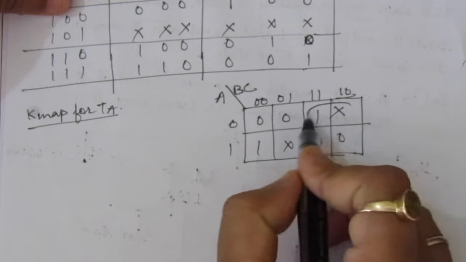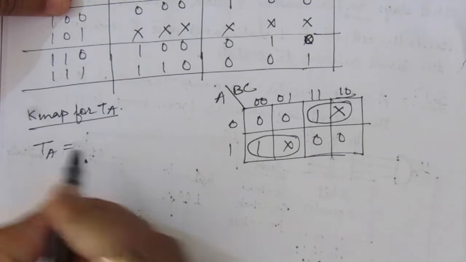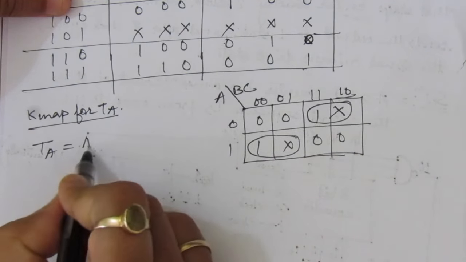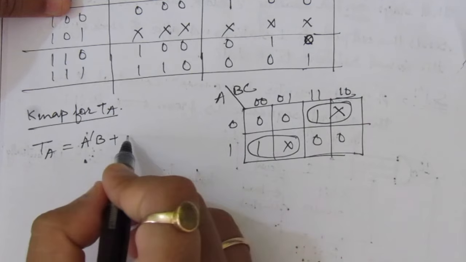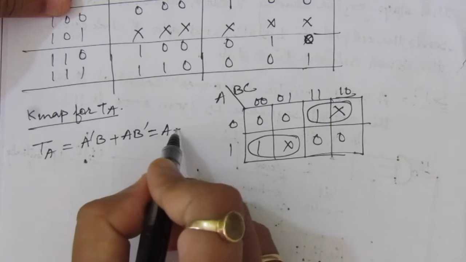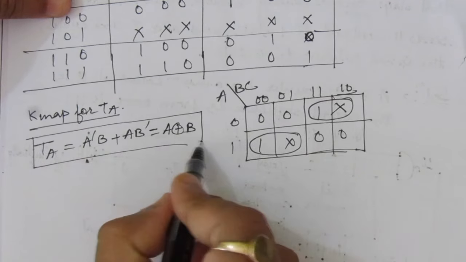So how can we combine? This will be one combination, this is the second combination. So here we'll have TA equal to, from this term we'll have A bar B, plus from this combination we'll get A B bar. So this is nothing but A XOR B. Okay, so we have got the expression for TA.